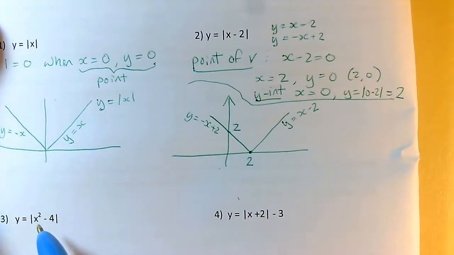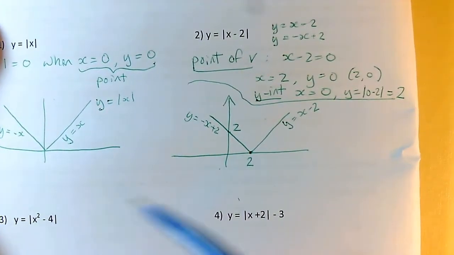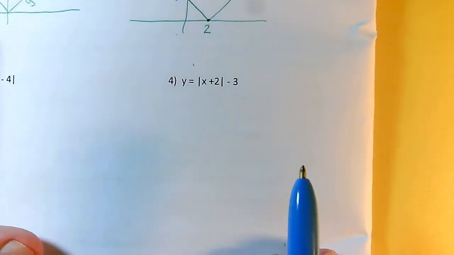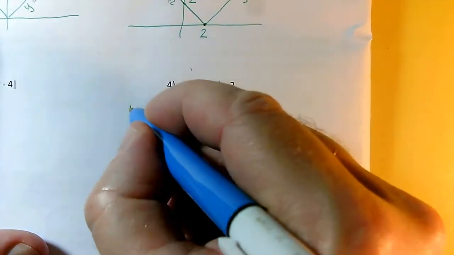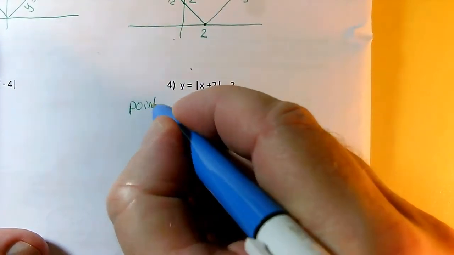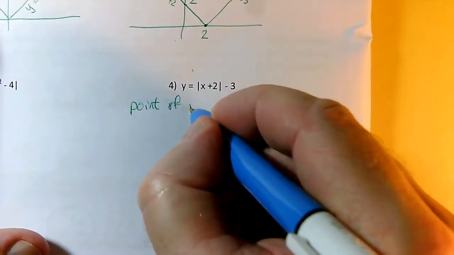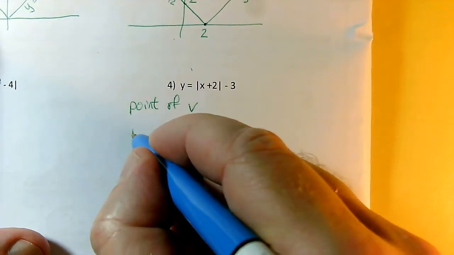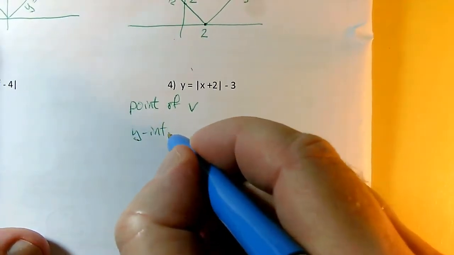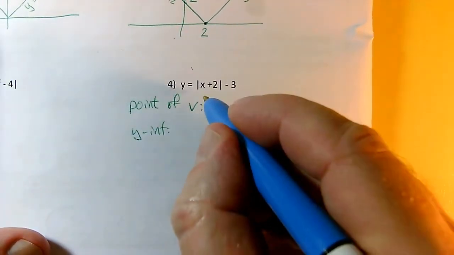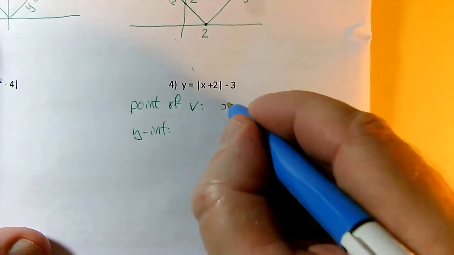This one here is weird because it's got an x squared in it. That's a curve. That's a different method. Let's go on to number 4. Okay, so number 4, the point of the v method. So the complete template is point of v and y-intercept.